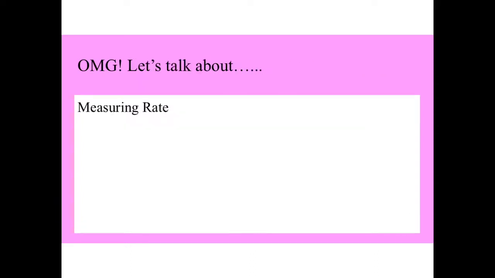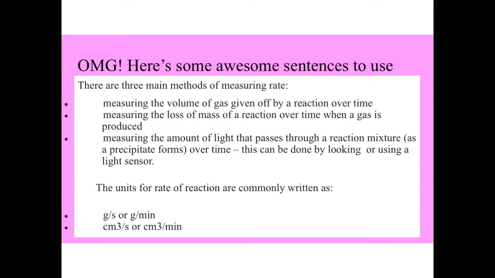Okay, how do we measure rate? What ways can we look at measuring rate? There are 3 main ways to measure rate. Measure the volume of gas given off over time. Measure the loss of mass, or it could be an increase in mass. And then the amount of light that passes through a reactant mixture. This can be done by looking or by using a light sensor.